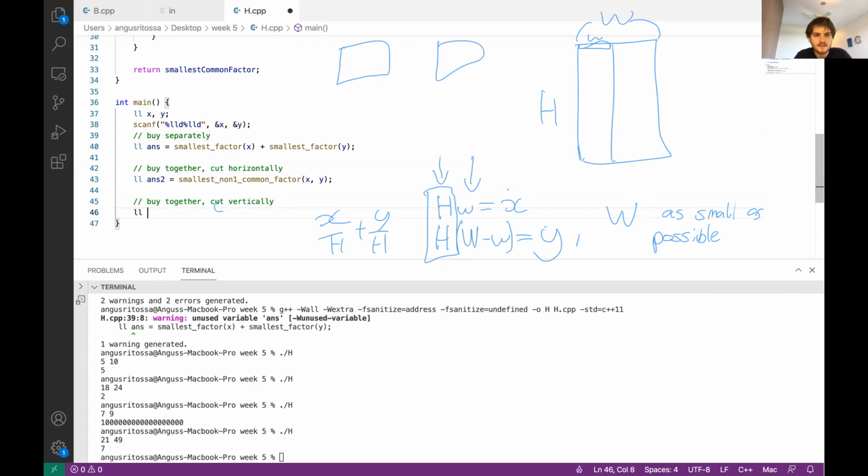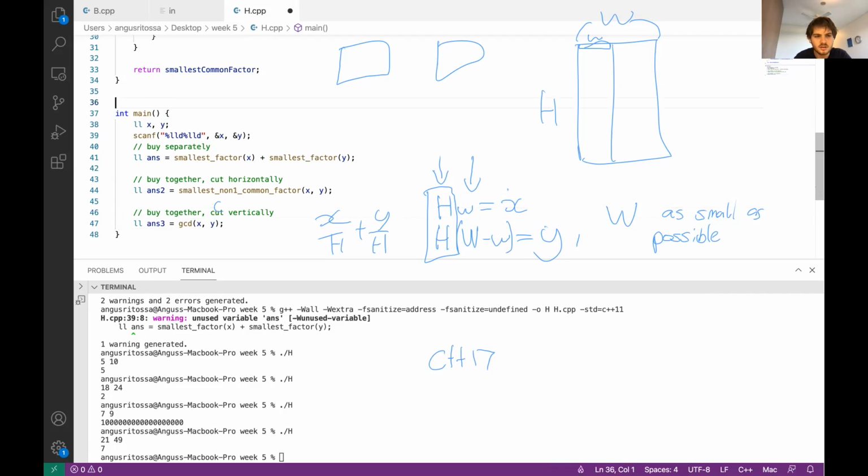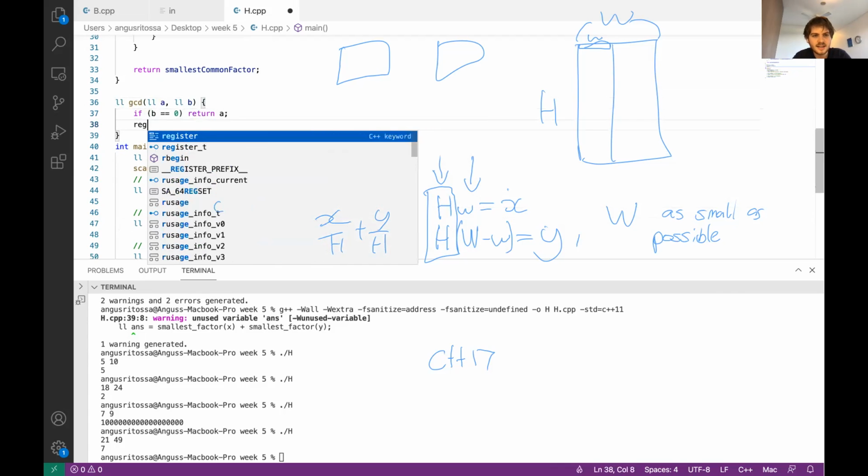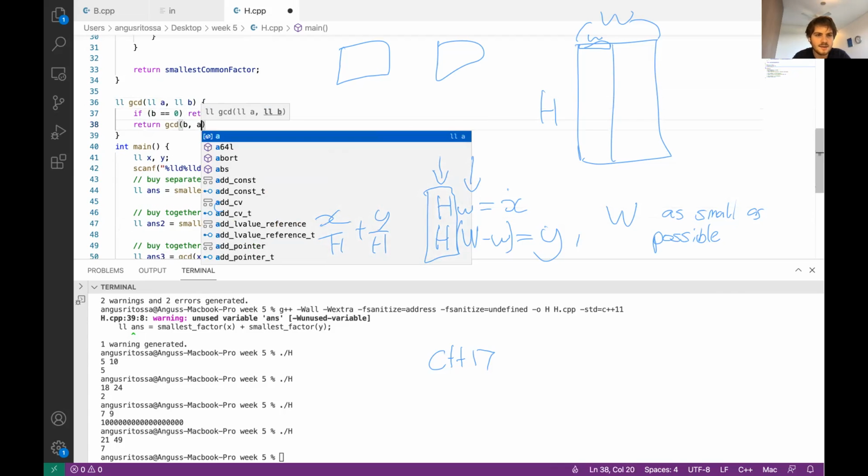And so I want to find GCD. Now, GCD is actually built into C++17 or above, I believe. It also exists as underscore GCD in older versions of C++, but I'm just going to code it up so you have a reference for it using Euclid's algorithm. So GCD of A and B. The algorithm is: if B is equal to 0, return A. Otherwise, return the GCD of B, A mod B.